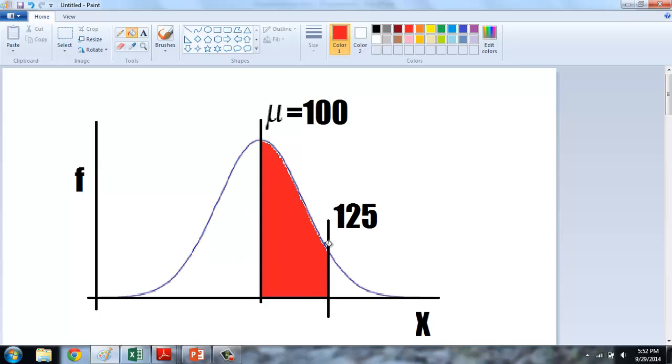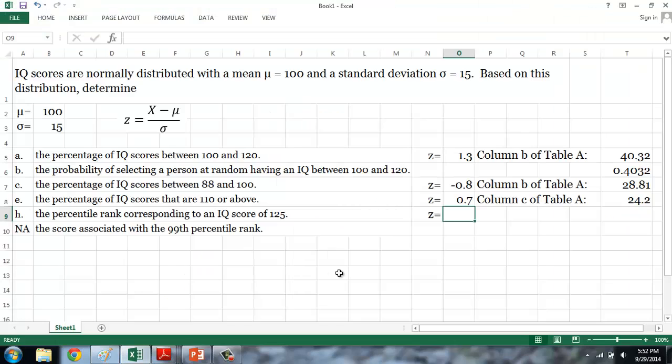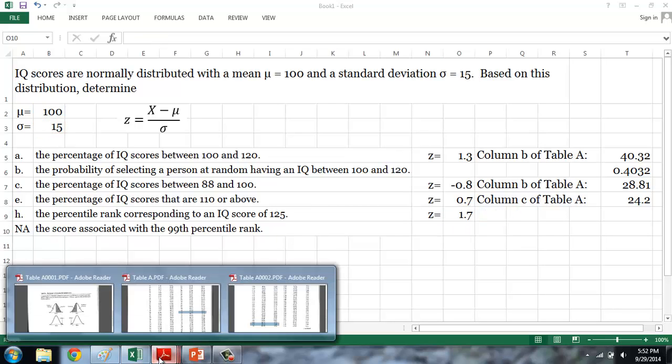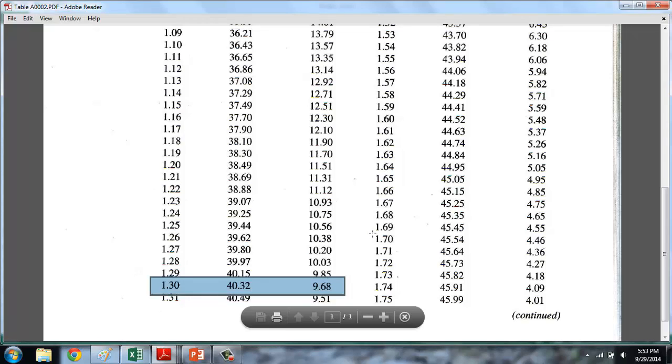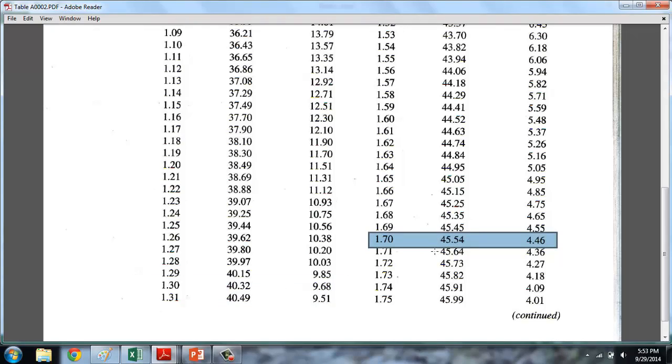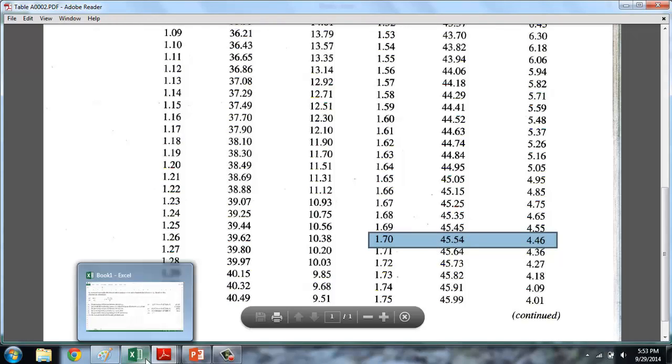Now this shape we know how to find. We can find this from column B of table A. So we'll start with that. The z-score for an IQ score of 125 is equal to 125 minus the mean divided by the standard deviation. And if we look at table A for a z-score of 1.7, column B tells us that 45.54% fall between the mean and that score.